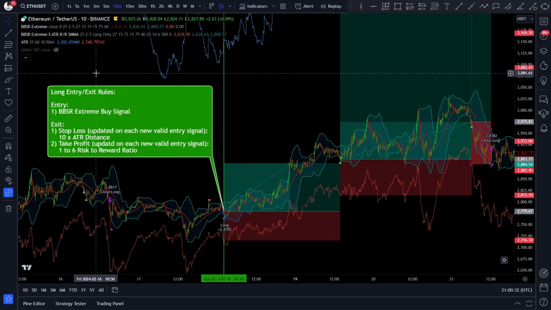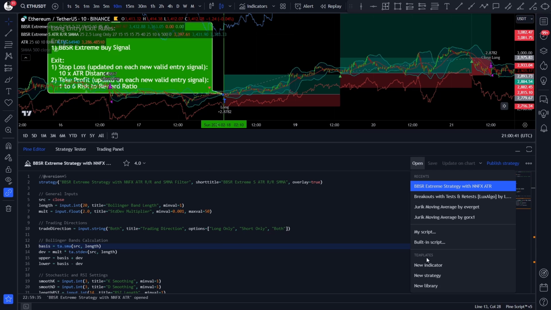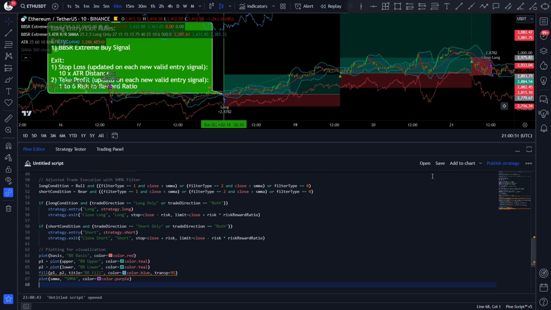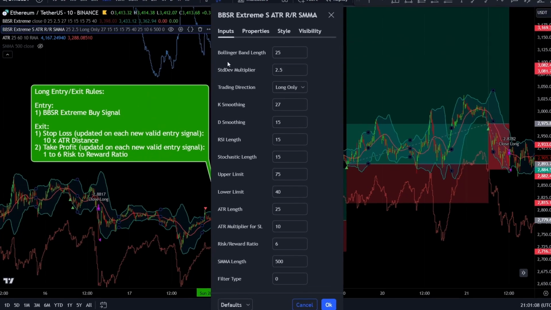Once you downloaded it, just copy the full code, then go back to TradingView, open up the Pine editor, click on Open, then New Strategy, highlight everything here, and paste the code right there. Finally, you have to click on Add to Chart. If you've done that correctly, you should see the script right here. Now let's open it up and I will go over it really quickly.